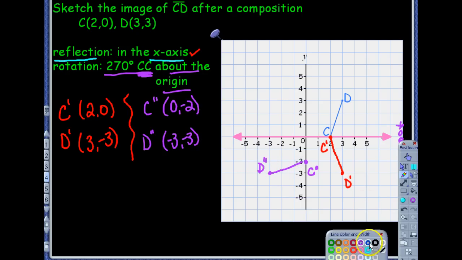Now, sometimes the rotations are the little bit trickier ones to think about. You might want to go ahead and draw in just to make sure that, okay, if I check from C to C, or C double prime to C prime, it's definitely rotated, I could say 90 degrees clockwise, or I could say 270 degrees counterclockwise, and I could check that with D as well, D prime and D double prime. All right, so these would be my final image, my C double prime and D double prime for the image of CD.